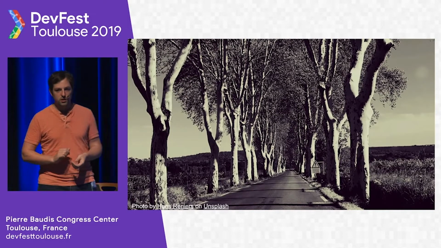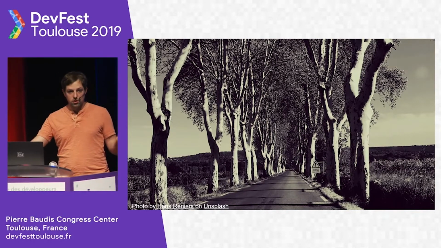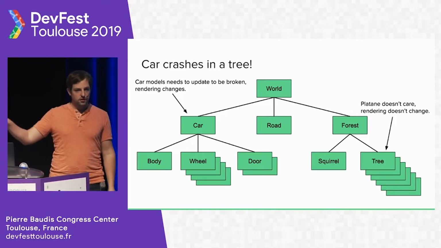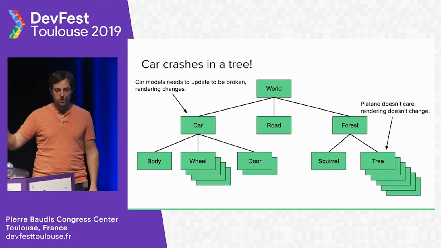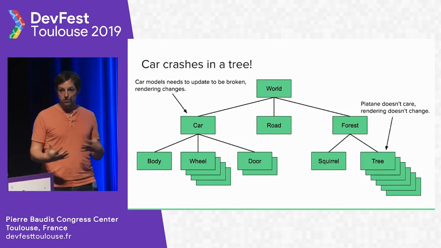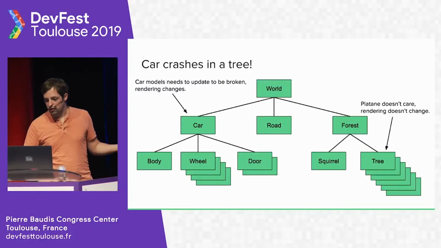And turns out I'm a really bad driver, and I crash in one of the trees. So as you know, the platane, they don't care about cars crashing into them. So the platane itself doesn't change. There's no rendering change. However, on the other side, the car, well, it's completely wrecked. So the rendering needs to change. And we can see how in a game or a graphics application, there are going to be parts of the scene that change and parts of the scene that do not, like the background. So we can classify nodes as dynamic and static.